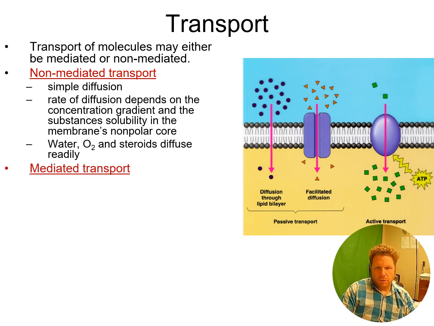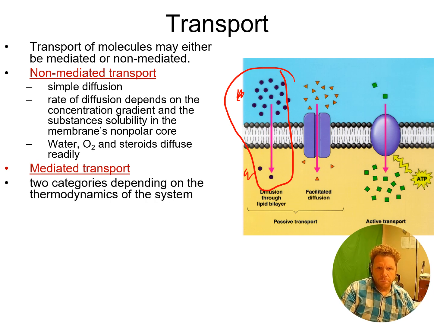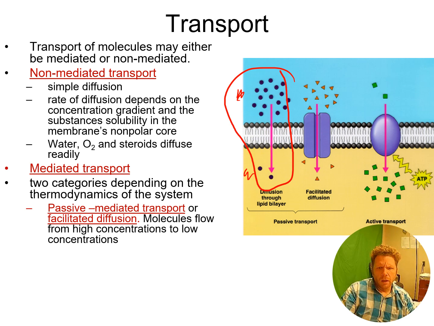And our model for that is this right here. We're going from a high concentration to a low concentration, and it's a small molecule moving without any sort of protein. Mediated transport has 2 categories depending on the thermodynamics of the system. There's passive mediated transport or facilitated diffusion. Molecules flow from high concentrations to low concentrations.